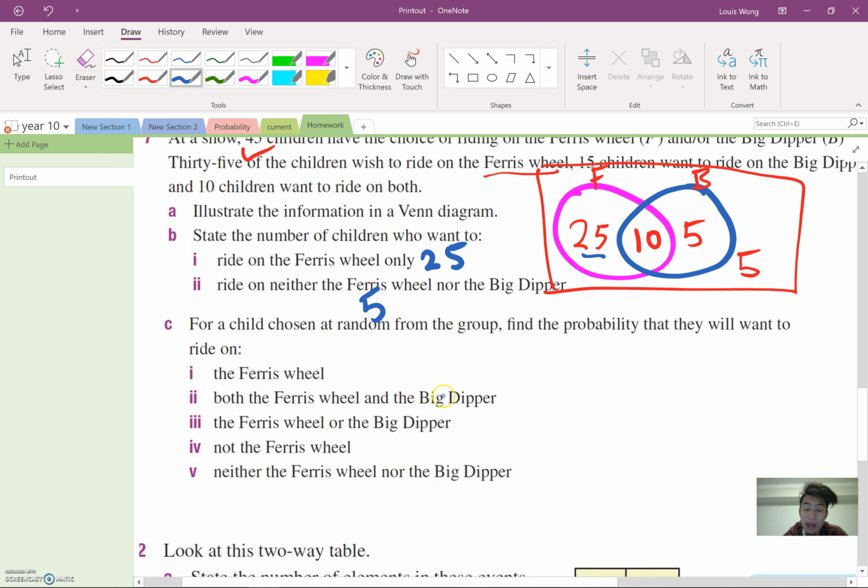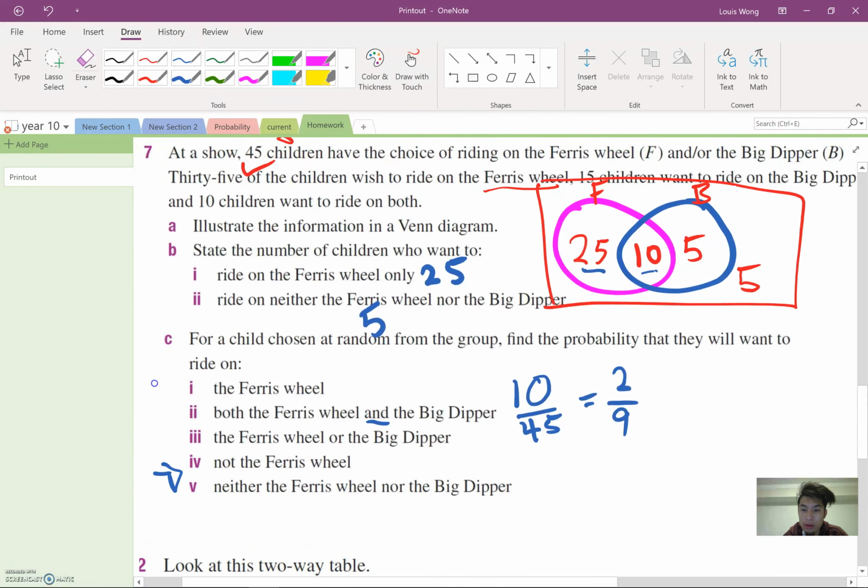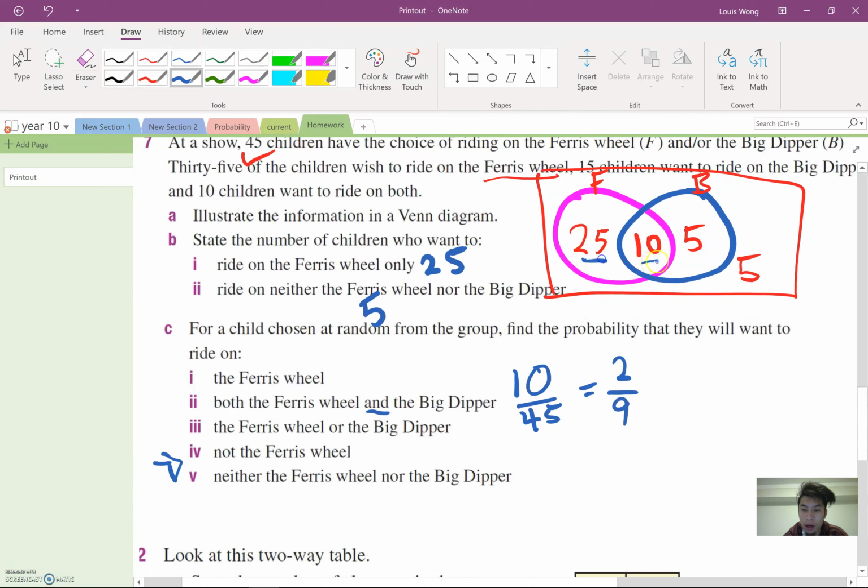Both the Ferris wheel and the Big Dipper. So 'and' is the intersection. It's the common overlap, and it's this number, 10. I want the probability, so it's 10 out of 45. And this simplifies, if you divide it by 5, to 2 over 9. Okay, who want to ride not the Ferris wheel? So now I need to realize that the Ferris wheel is made by the number 25 and 10, and so not these 2 numbers is these 2 numbers. And 5 plus 5 is, again, 10 over the total amount, 45, and that leaves me with 2 over 9 again.